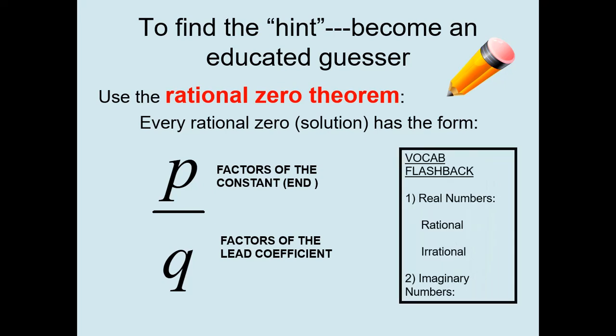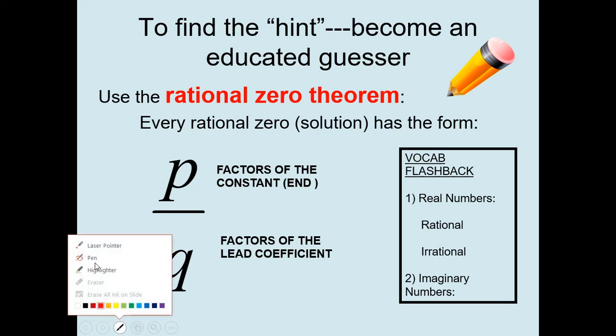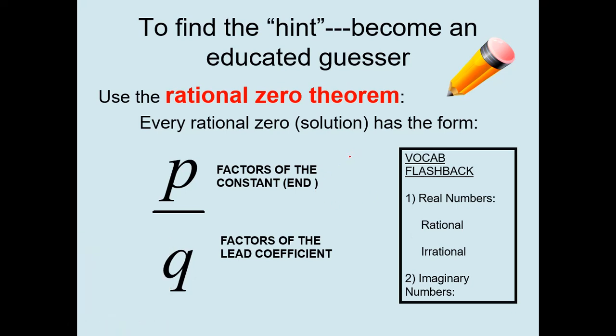Okay, so just a little flashback. We're talking about rational numbers, right? Rational numbers are numbers that can be a fraction. So we're talking fractions, and we're also talking integers, okay? No square roots. Rational zeros do not have square roots. So we are talking like 1/2, 3/4, 2, -2, stuff like that, okay?